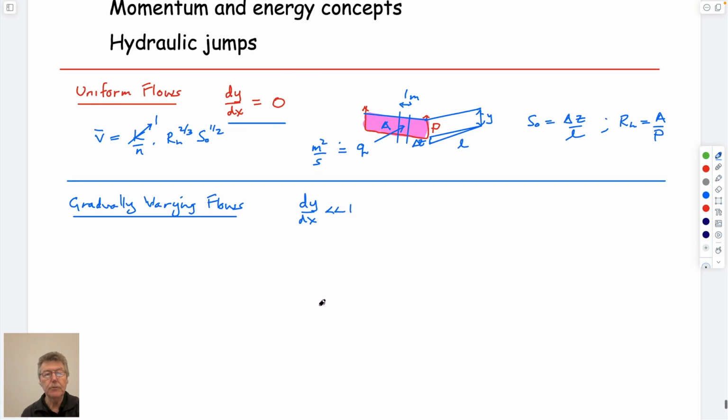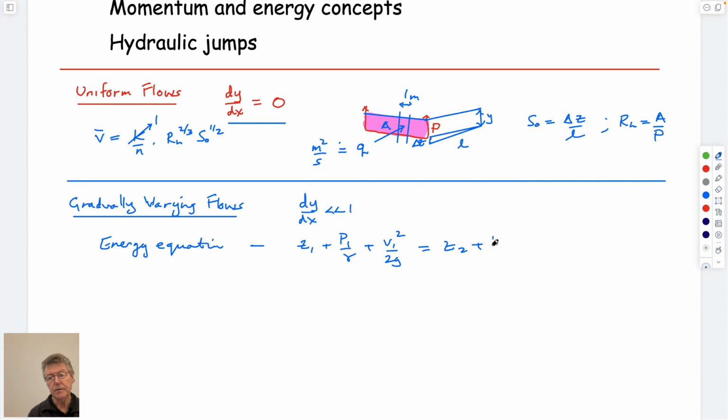And if we did that, we could take the energy equation which you know is Z1 plus P1 over gamma plus V1 squared over 2G is equal to downstream 2. You must be sick of this equation by now, but I guess it might stick in your mind. It's useful if it does. Plus head loss, right?